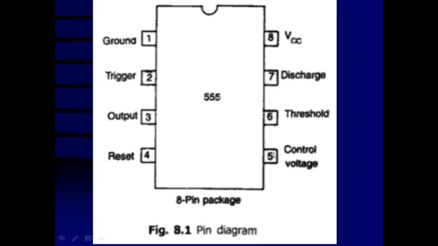Pin number 5 is the control voltage. Normally pin number 5 is connected through a 0.01 microfarad capacitor to the ground, because it provides an AC ground, but the DC voltage will be blocked. So it is constant, and any ripple etc. which is going to be generated from VCC can be grounded from pin number 5. And the timing cycle also can be modified from pin number 5.